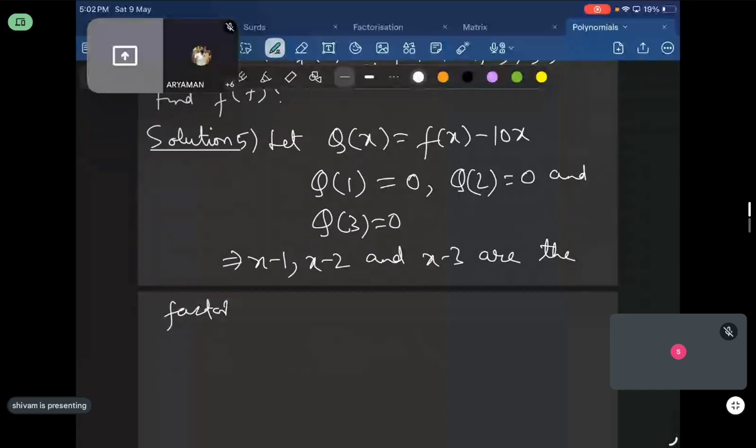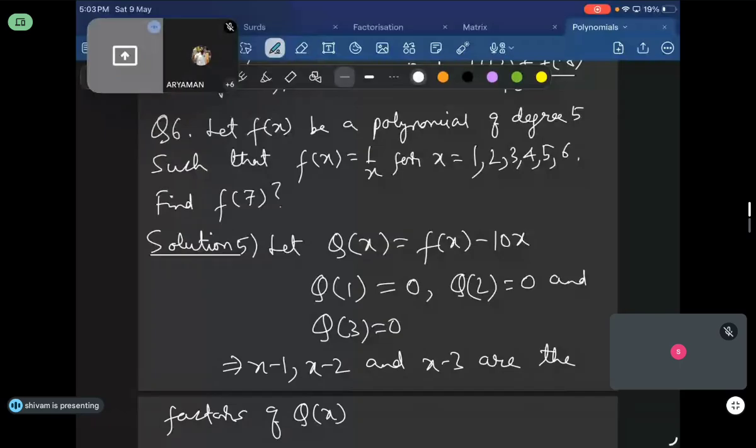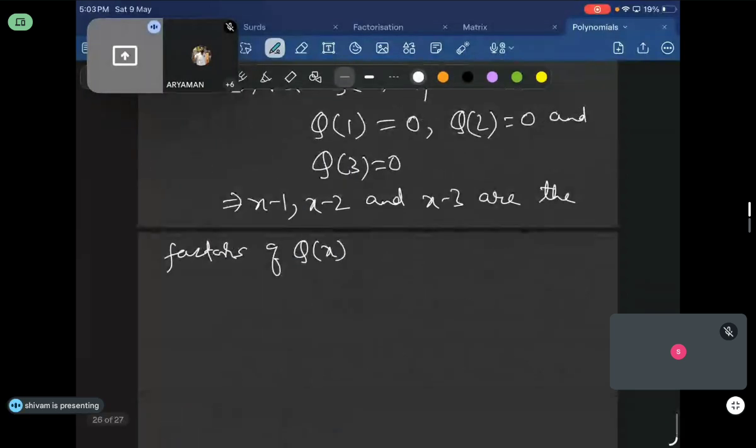Calculation mistakes. Okay, so I can say that, and see over here the leading coefficient is 1. If the leading coefficient of f of x is 1, q of x will also be equal to 1, right? So everyone, what is q? So I can say that q of x, over here no need to write down k. Q of x will be equal to x minus 1 into x minus 2 into x minus 3.